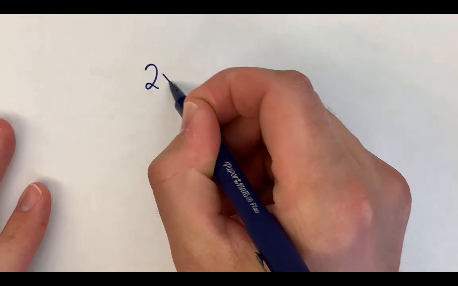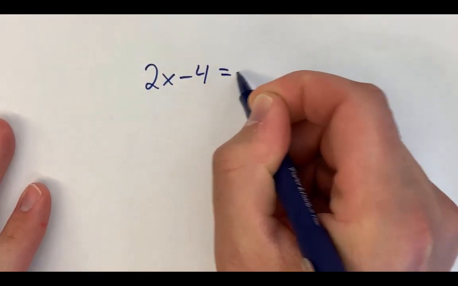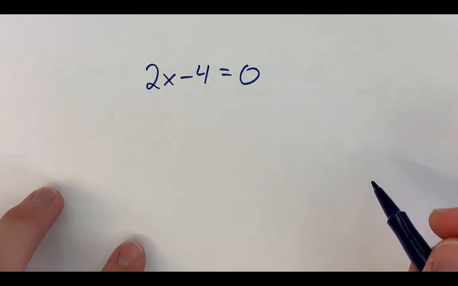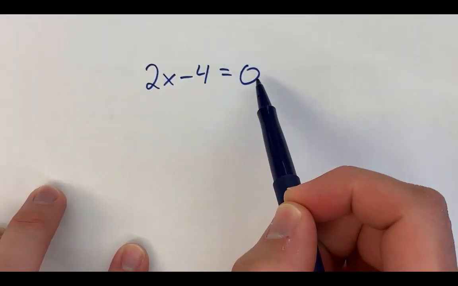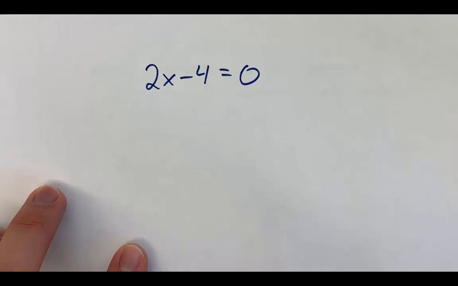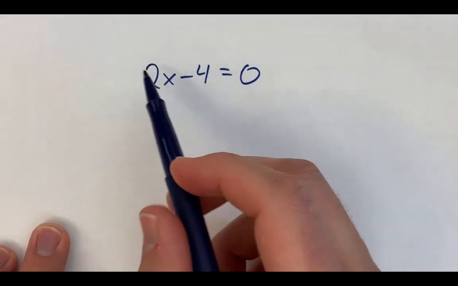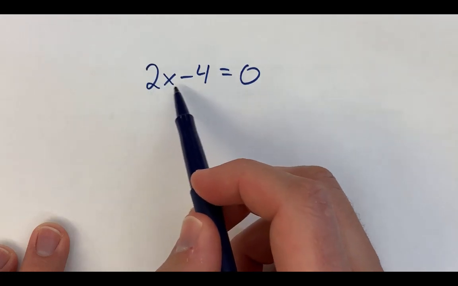So let's start with an equation like this: 2x minus 4 equals 0. I want to solve this equation. Now, one way to do it would be to solve it algebraically, right? I could move the 4 to the other side and then divide by 2, solving it using algebra. Another way to do this, though, would be to graph the left-hand side, 2x minus 4.